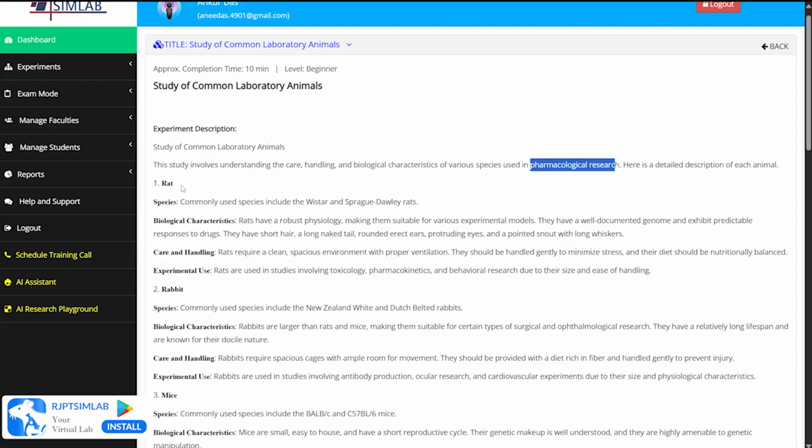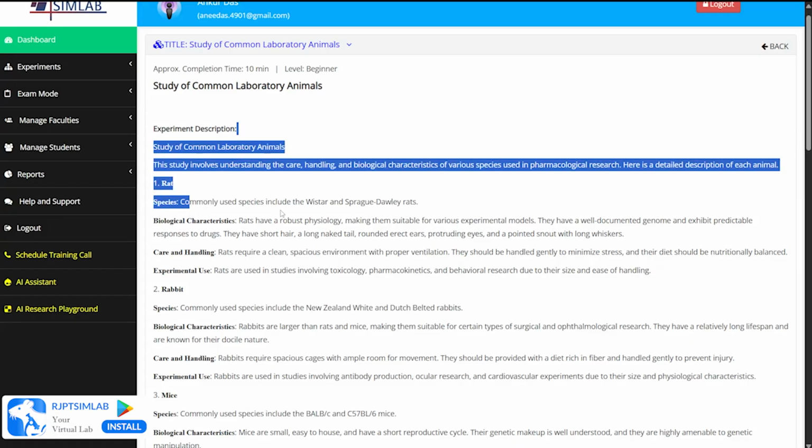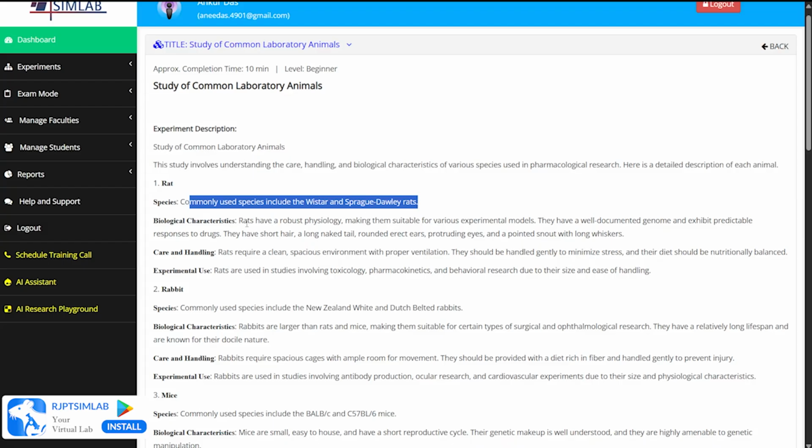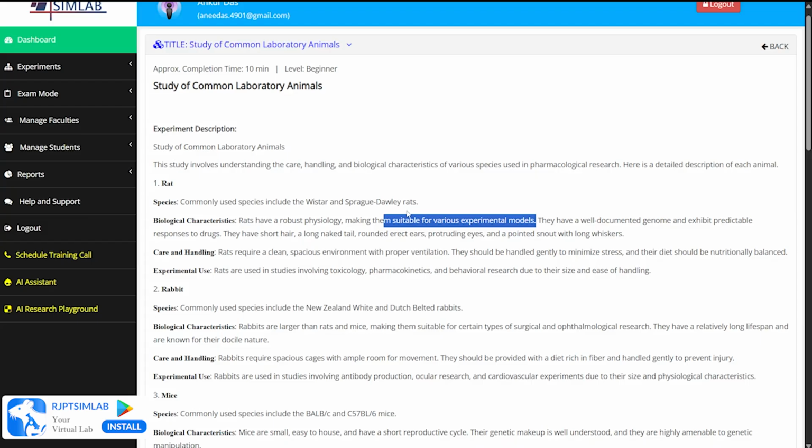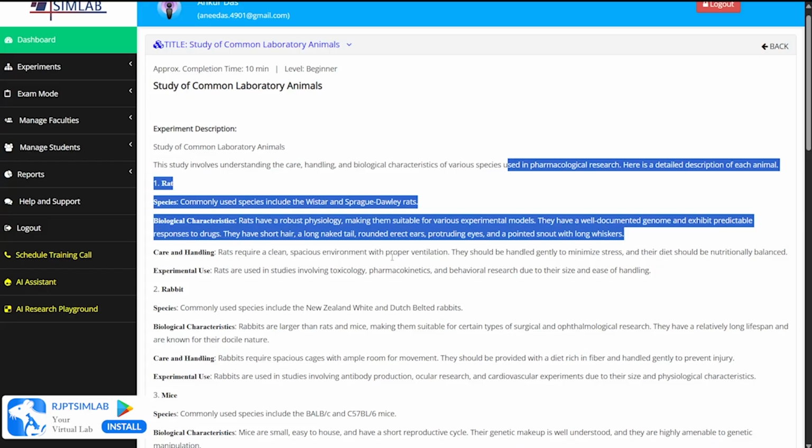At first, we will discuss rat. As we have earlier studied, the commonly used species include Wistar and Sprague Dawley rats. The biological characteristics are that rats have a robust physiology, making them suitable for various experiment models, and they have a well documented genome and exhibit predictable response to drugs. They have short hair, a long naked tail, round erect ears, protruding eyes, and a pointed snout with long whiskers.